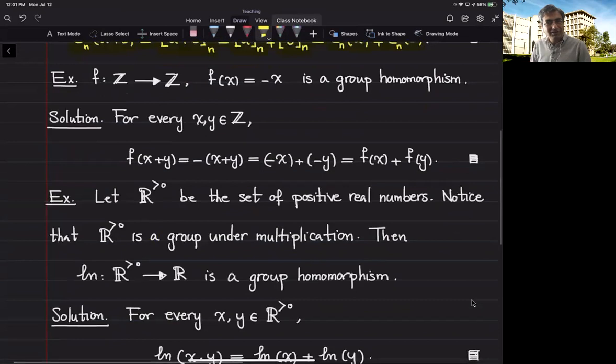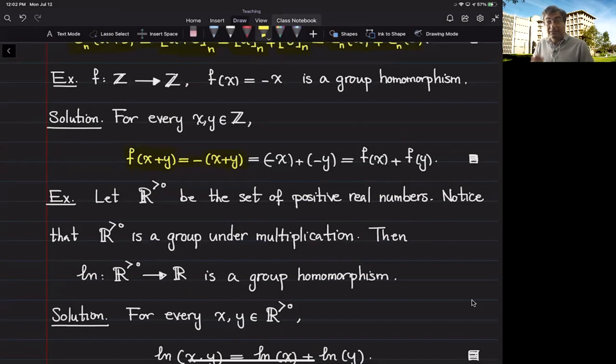Now again, let's look at a function from Z to Z. This time, I'm going to negate, send x to negative x, looking at the additive inverse of an element x. Claim is that it is a group homomorphism. Let's see why this is the case. So that means I need to check whether or not f preserves addition, which means I need to check whether or not f of x plus y is the same as f of x plus f of y. Now, f of x plus y, the way that we defined it, is negative of x plus y.